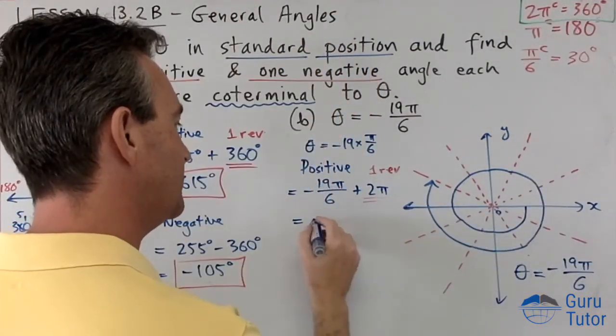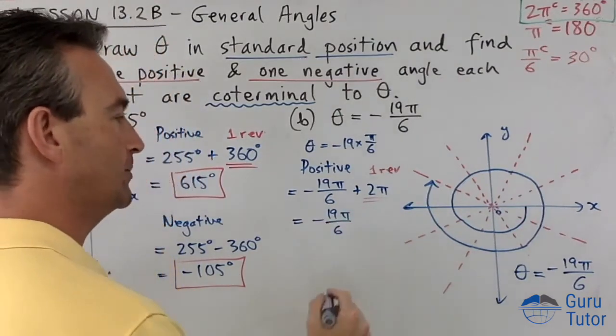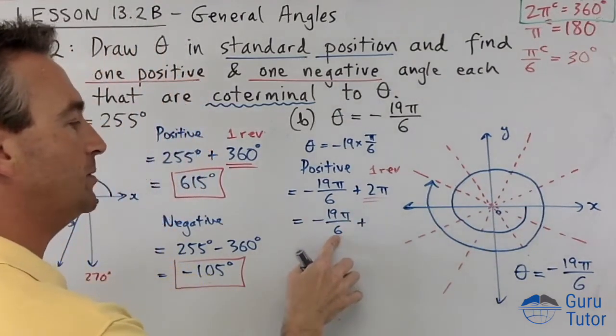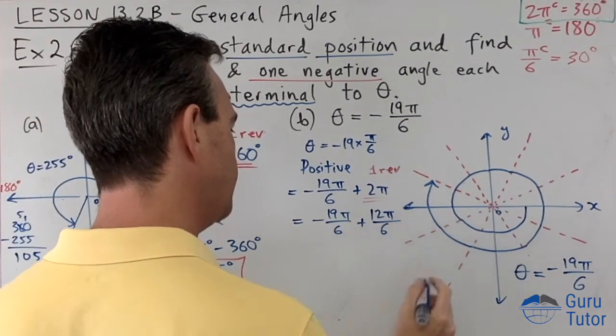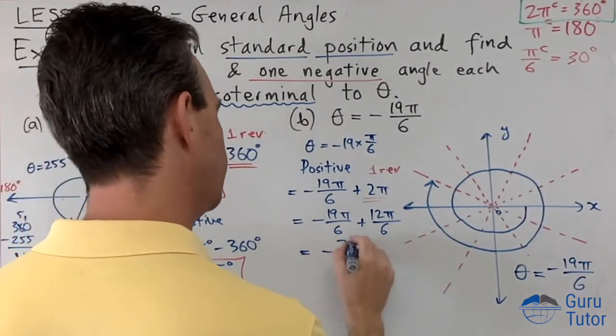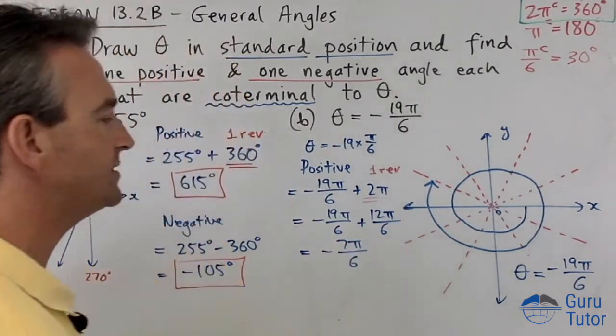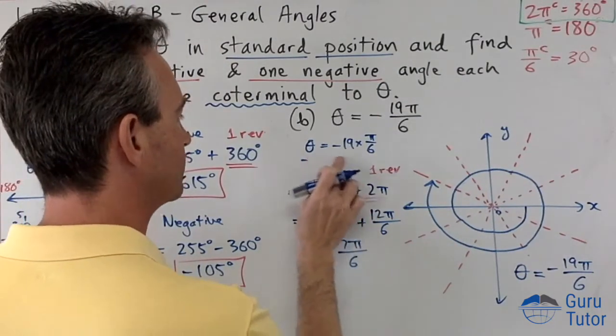Let's add this. So this is when fractions come back into it. You've got to be able to do your fraction operations. We want a common denominator of 6, so let's multiply top and bottom by 6. 12 pi over 6 minus 19 plus 12 is minus 7 pi on 6. Oh, that's negative. That's still negative. Well, I got an idea. This can be a negative one.